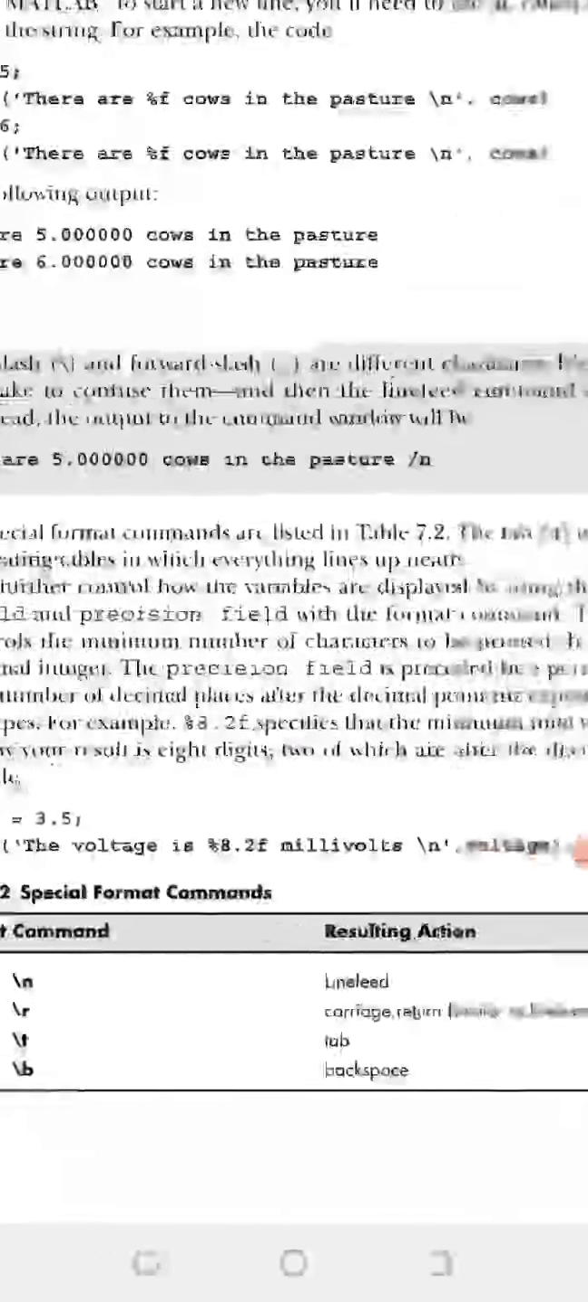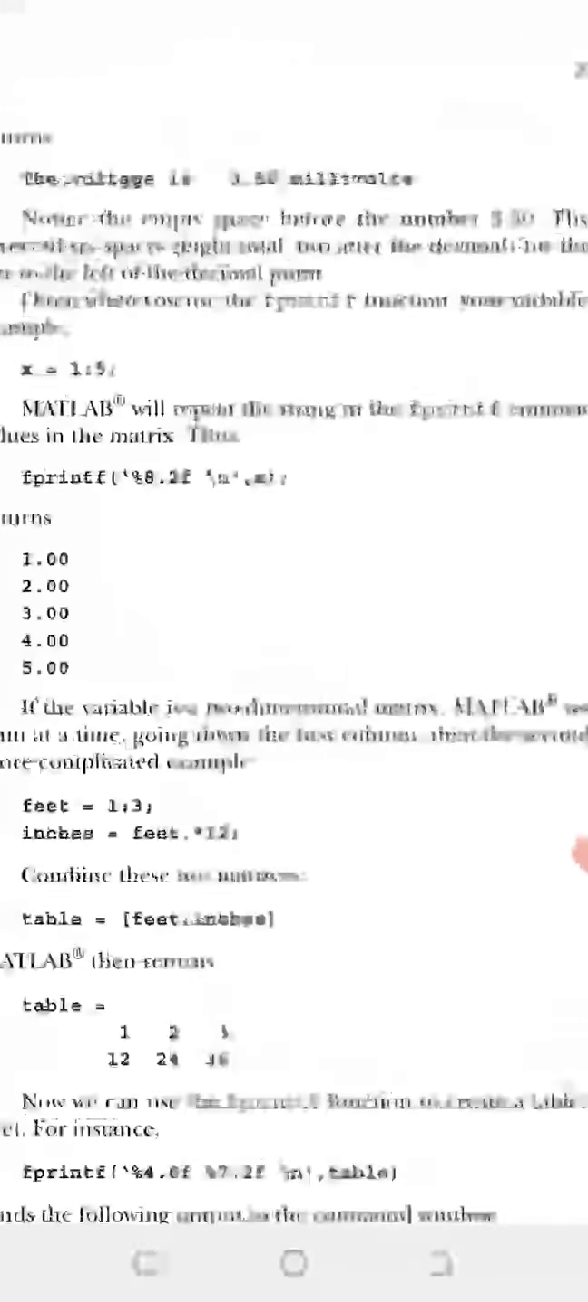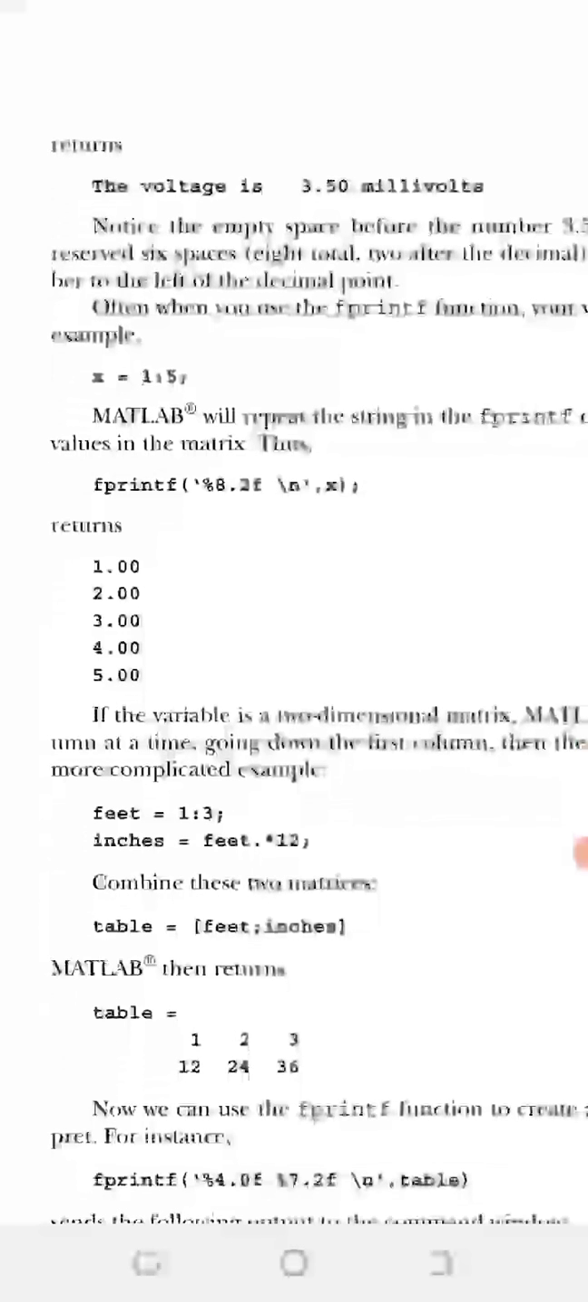So when you run this program, this is what you're going to see on screen. The voltage is 3.50, can you see it? 3.50, because of the 2 we have there. It gives 2 decimal places. Let's look at another example.